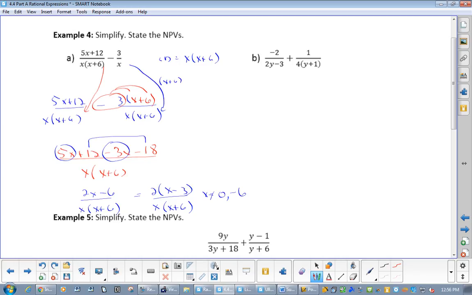Why do we take out? I combine them. They're like terms. I have 5 x's, I have negative 3 x's. That's 2 x's together. I have 12, I have negative 18. They become negative 6. So you always want to combine like terms in this step.